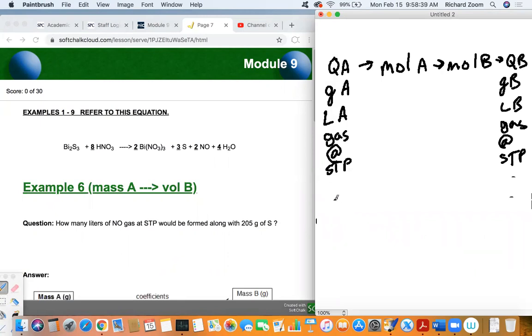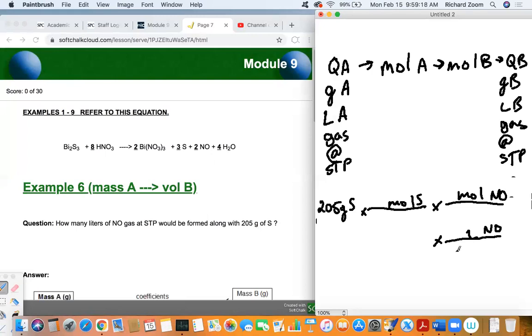Okay, so again, 205 grams of sulfur, that's where we're starting. And then where are we going? Well, we're going to liters of NO gas. So in order to do that, we're going to put grams of sulfur, moles of NO over to liters of NO. So we do know that we're going to be doing three steps again here. So we'll have on the next one moles of sulfur, then moles of NO, and then liters of NO. Any questions so far?